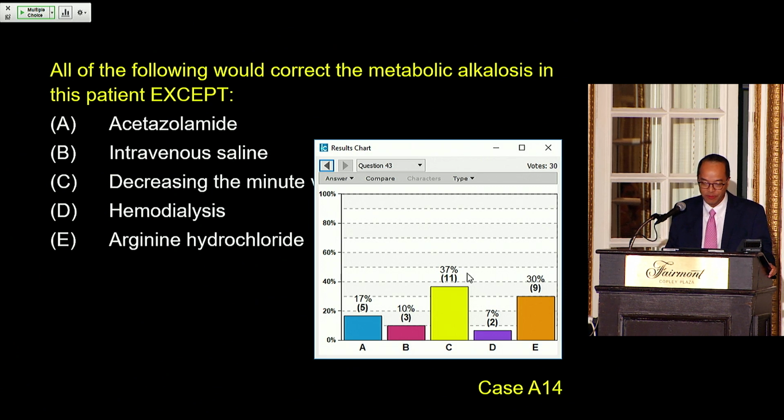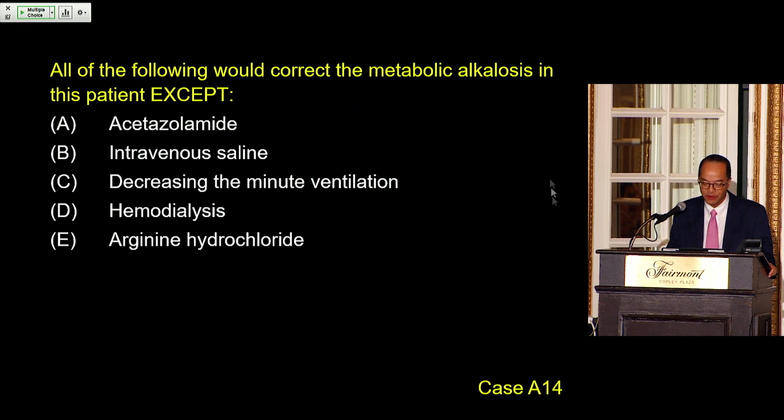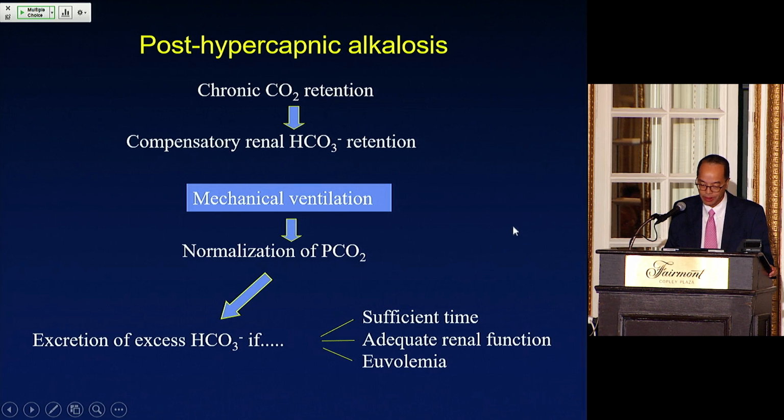So 37% of you agreed with me that decreasing the minute ventilation, well, firstly, it's probably not the right thing to do, and secondly, it doesn't correct the metabolic alkalosis, although it would correct the pH somewhat. So all of these other things are maneuvers that can correct what this is, which is a post-hypercapnic metabolic alkalosis, I apologize, because restoring volume or getting rid of the bicarb can help.